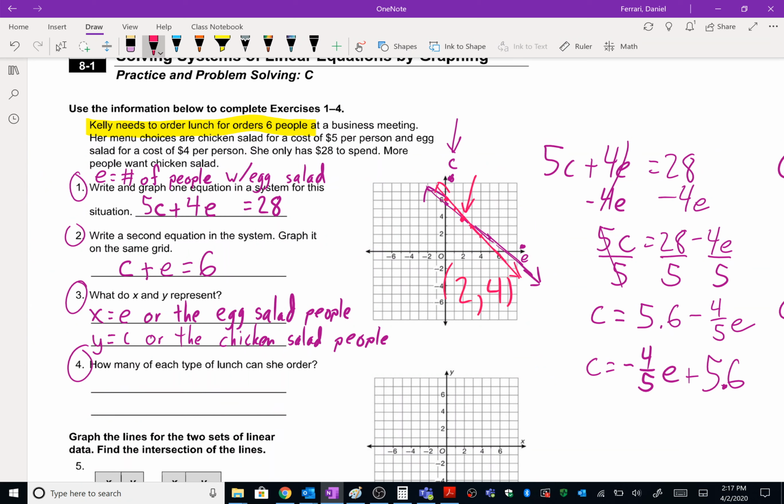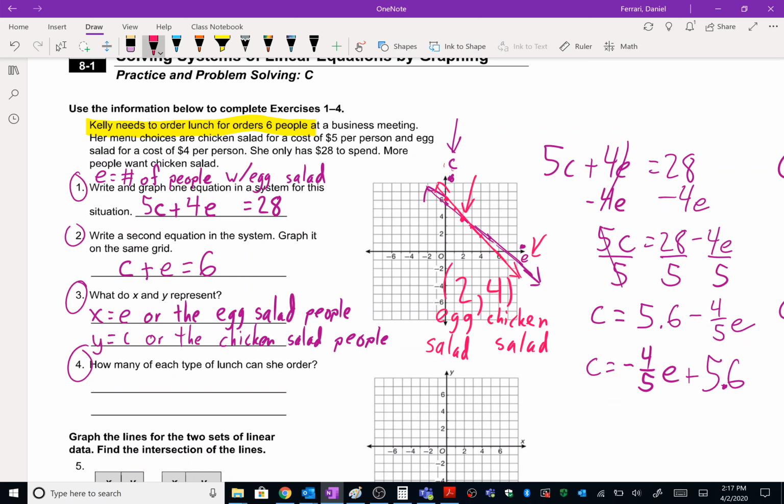Okay, but keep in mind, those numbers have meaning, right? So remember, one of these is essentially an x-coordinate, and one of these is a y-coordinate. Well, for the x-coordinate, we said that was our variable e. So that means there are two people that are going to get the egg salad. And the 4 in the y-coordinate, that's going to be my c. So that is going to be my chicken salad people.